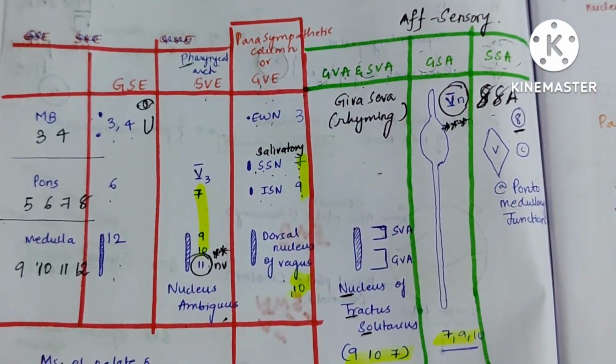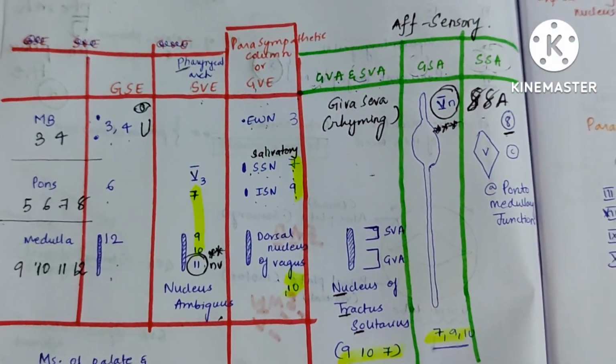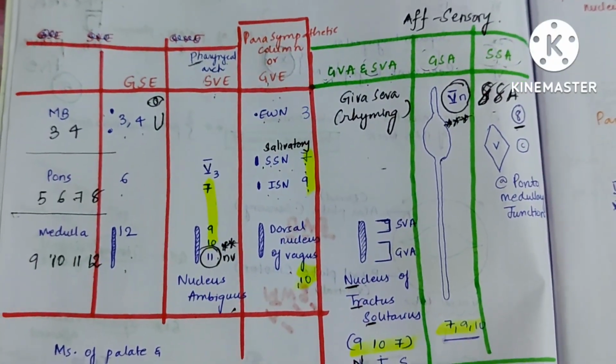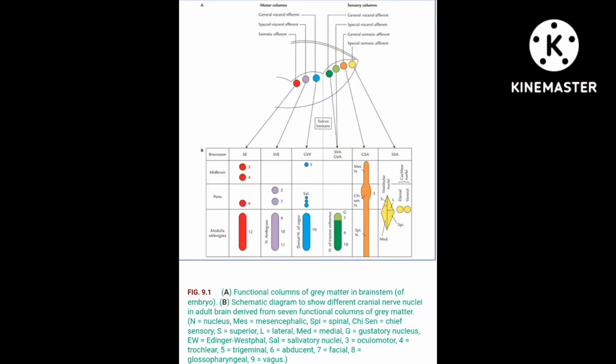So yeah, this is about the cranial nerves and the columns: afferents, efferents, basal plate and alar plate. Here I have included a screenshot of all the nerve columns. You can go through that. The entire image is covered in the previous explanations.